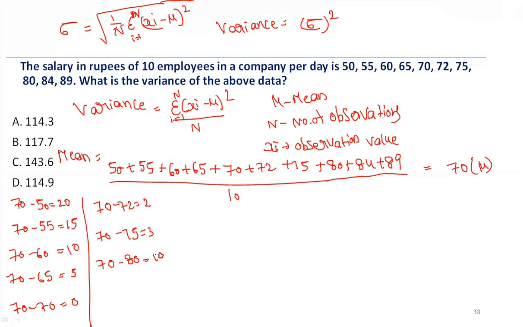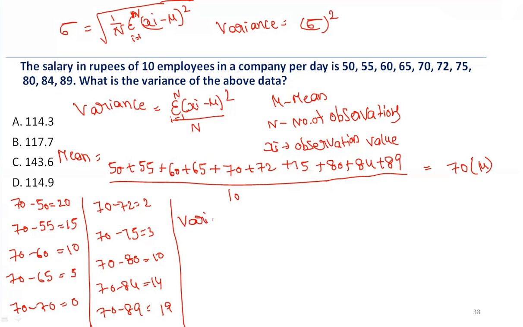70 minus 80, it is equal to 10. 70 minus 84, it's 14. Okay, 70 minus 89, it's nothing but 19. If you want, you can write it as the observation minus mu for each and every value and find the deviation. But according to the formula, anyway we are going to square the values of these deviations, so I'm just taking it normally.